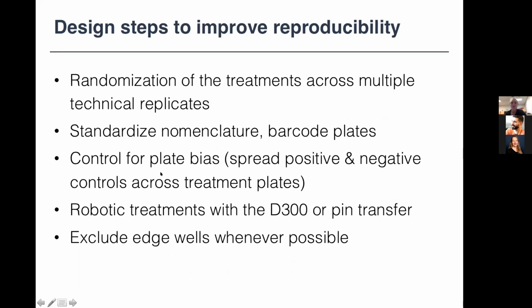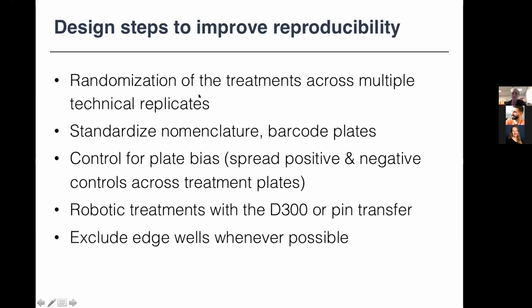Okay, so there are important design steps that we think can improve reproducibility. These include randomization of the treatments, which you saw both on the pin transfer library plate and on the D300 treatment plate. Standardizing nomenclature as much as possible. As anybody who's gone back and tried to piece together data from experiments that they ran a number of years prior can appreciate, standardized nomenclature really makes going back and finding things a lot easier and interpreting them a lot easier, and just gives you more confidence, I think, in your data. And so as part of this, barcoding the plates can be tremendously helpful.